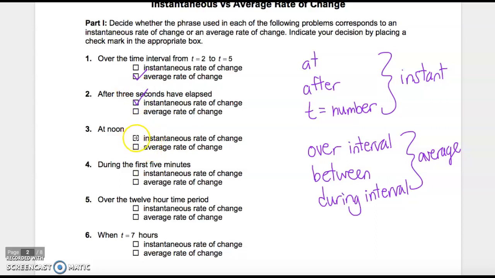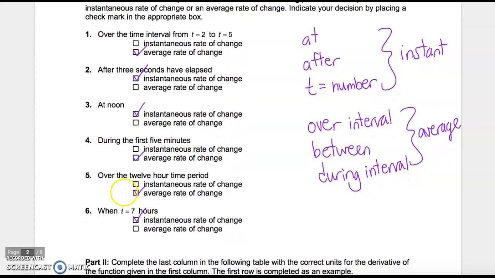At noon would be an instantaneous rate of change. During your first 5 minutes would be average. Over a 12-hour time period would be average, and when t equals 7 hours exactly, that would be an instantaneous. So watch the wording on them because they can be very similar, but they mean two very different things.